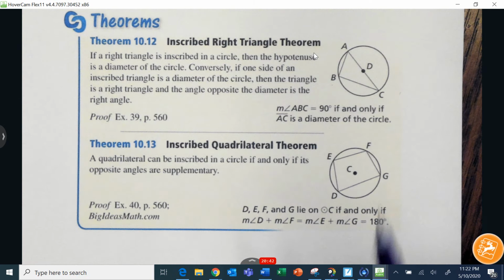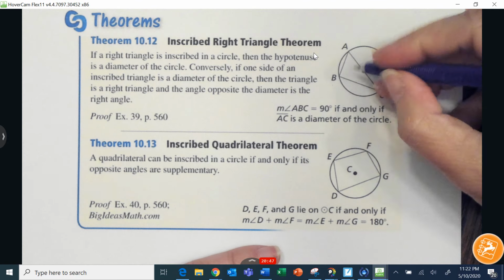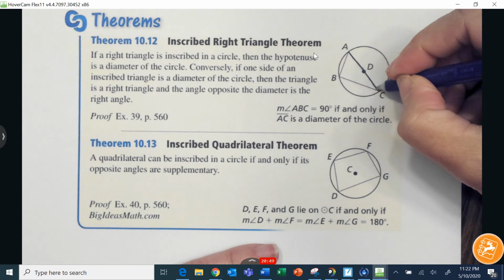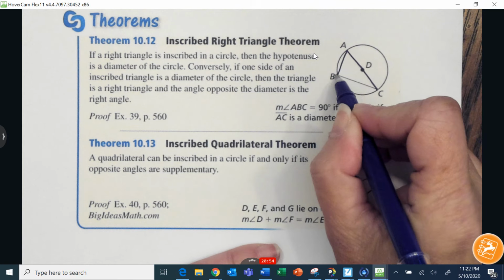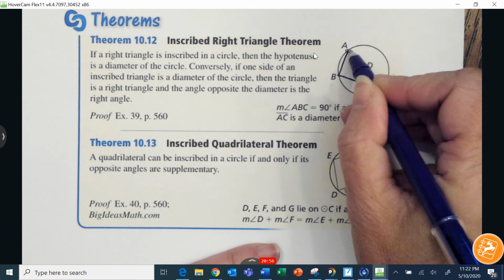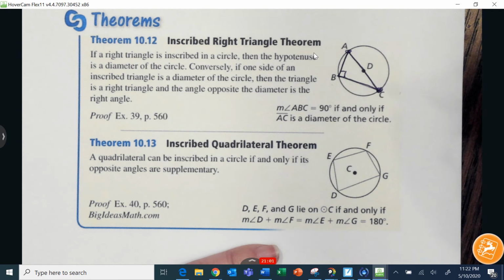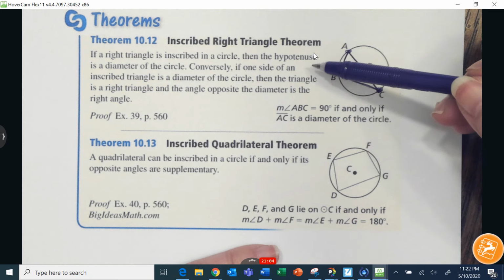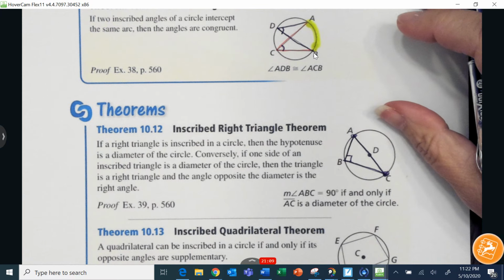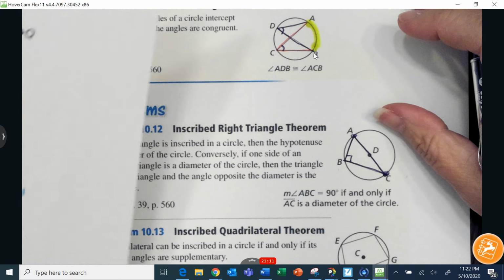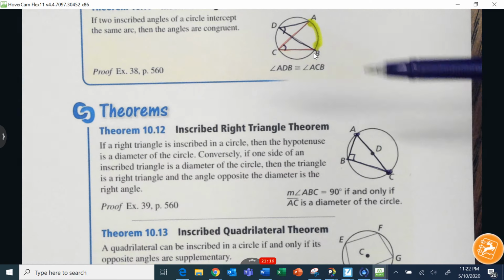All right, last part of this is the inscribed right triangle theorem. If we have the diameter, and then we have an angle that is an inscribed angle, and its endpoints are the diameter, this has to be 90 degrees. Now we can get that from the previous theorem, not this one, but the one on the other page, I forget what it's called. Theorem 10.1, which is the measure of inscribed angle theorem.